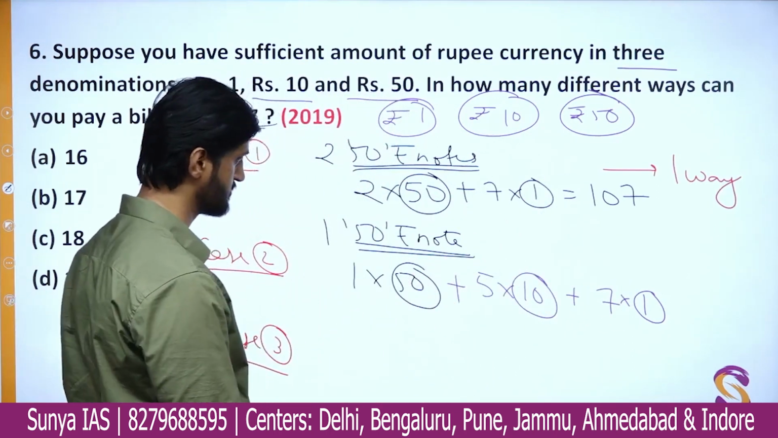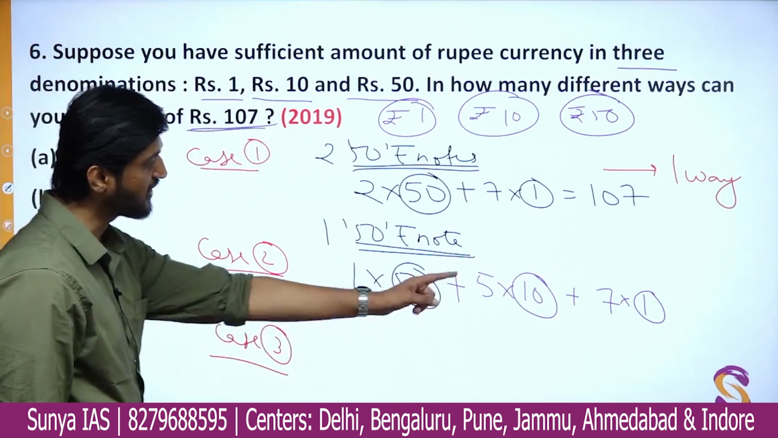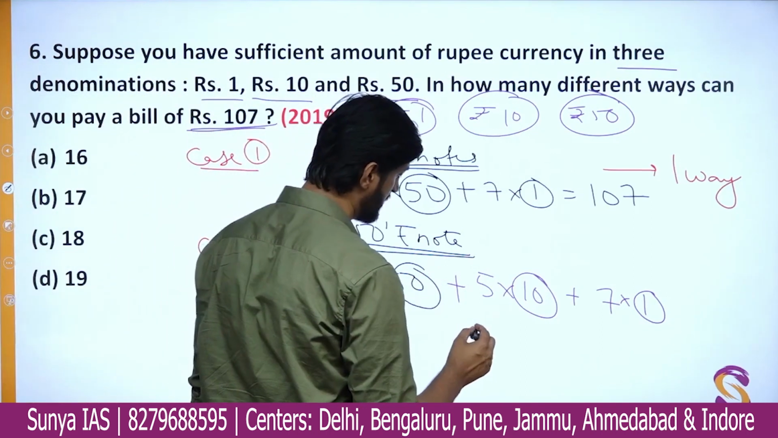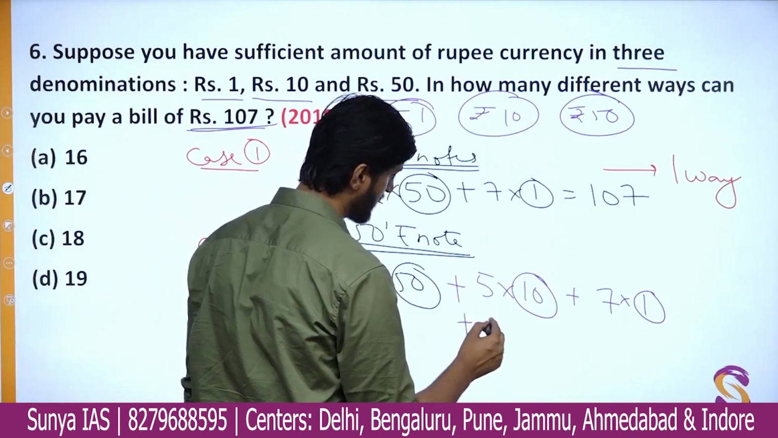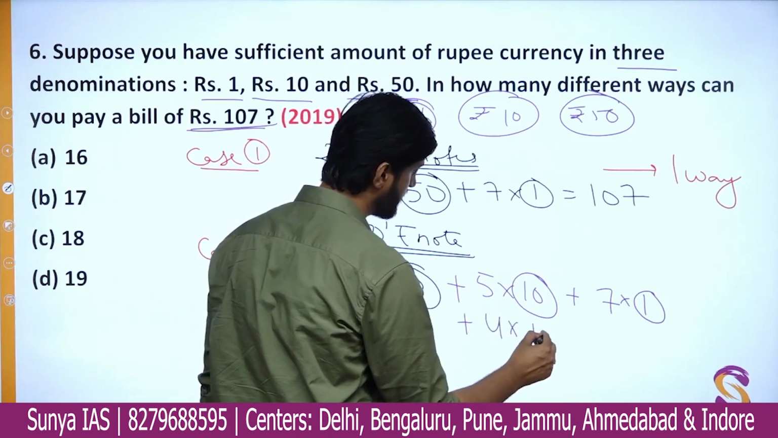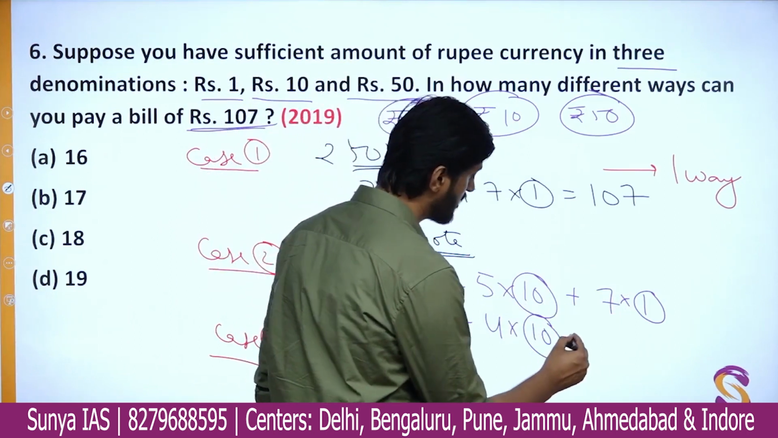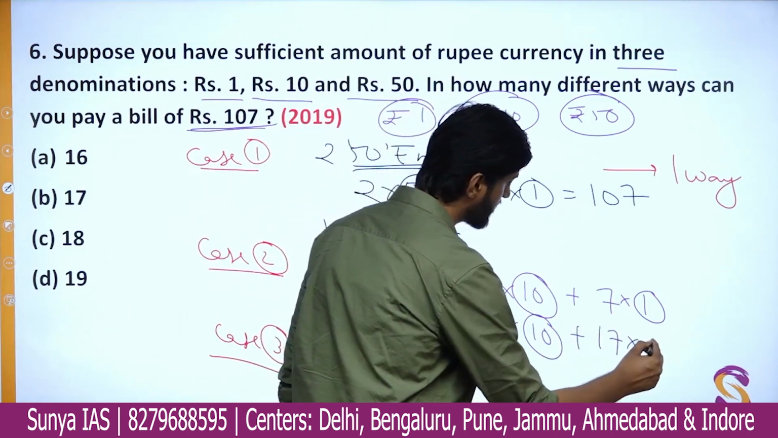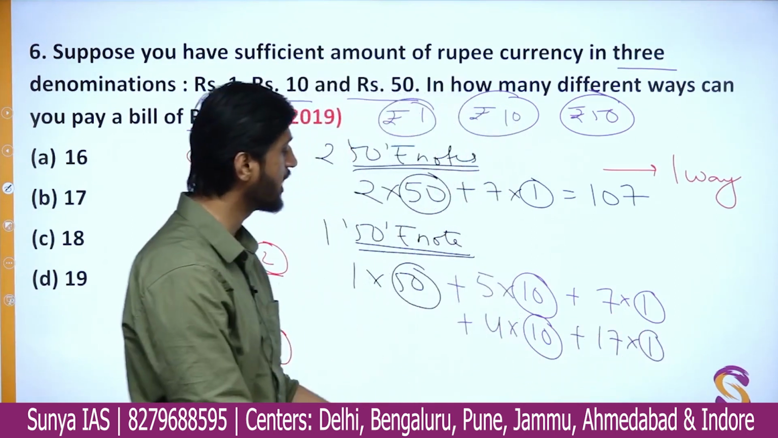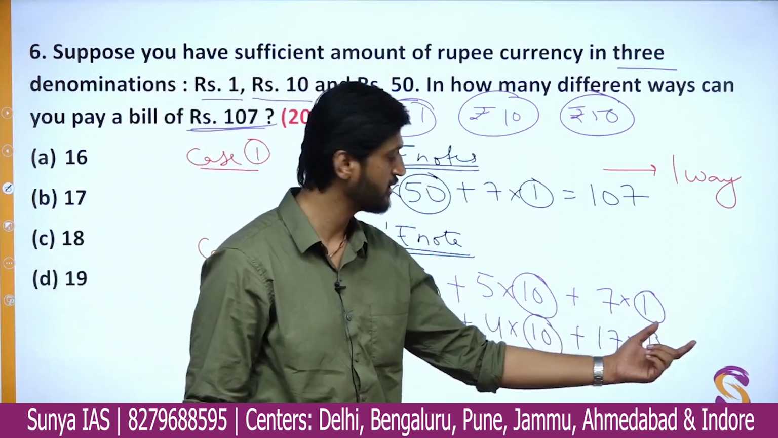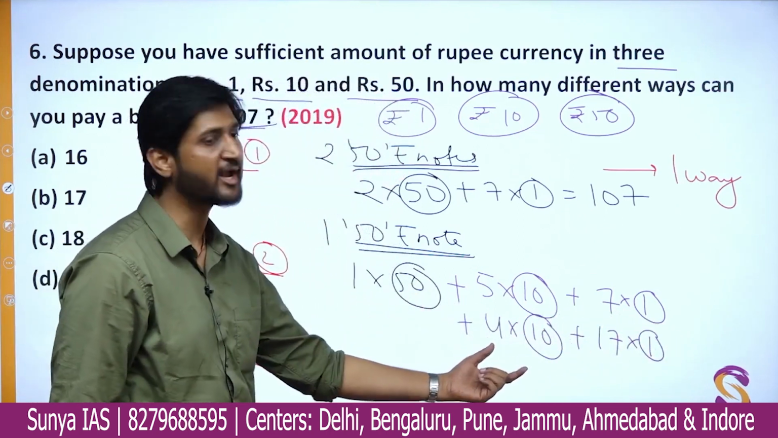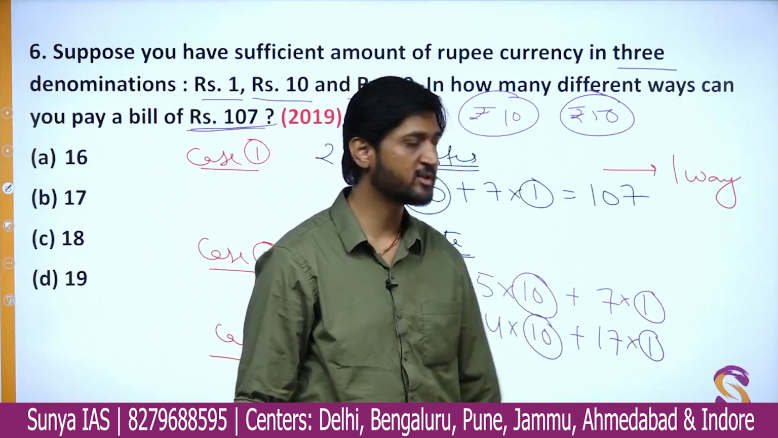What else you can do? Instead of having 5 coins of 10, you can also have 4 coins of 10, and now the amount paid by the 1 rupee coins will be 17 coins you will take of the denomination 1 rupee. So now again the sum is coming out to be 107. So you have 50 plus 40, which is 90, plus 17, again 107.